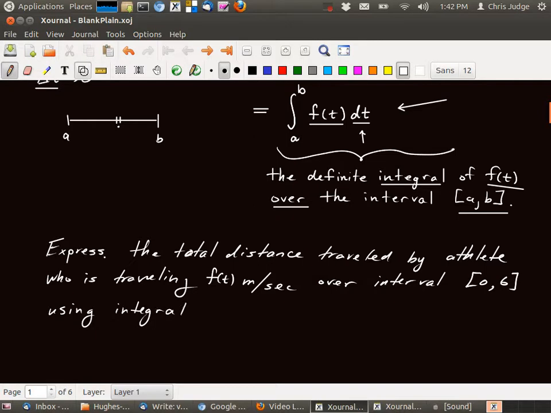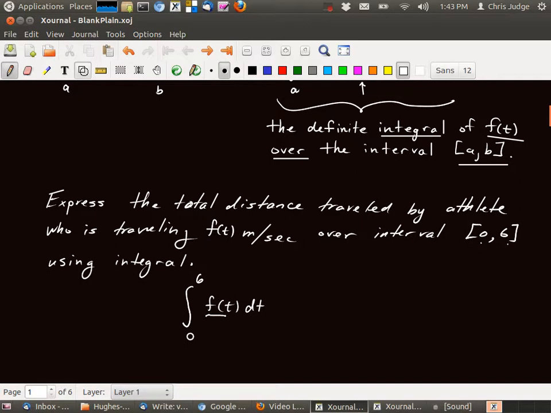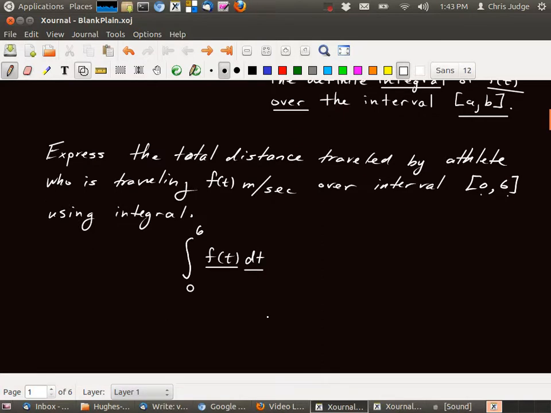Okay, so again, we have some athlete. We want to know the total distance he travels. What we know is his speed. He's traveling at this speed, f of t meters per second, over an interval of 6 seconds. How do we express that as an integral? In terms of notation, we write 0, that's the starting point. The end point is 6, 0 to 6. His speed is f of t, and then just write dt to indicate we're actually taking an integral, that we're doing Riemann sums, this times delta t.